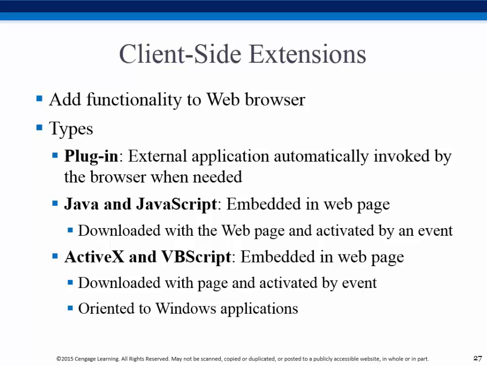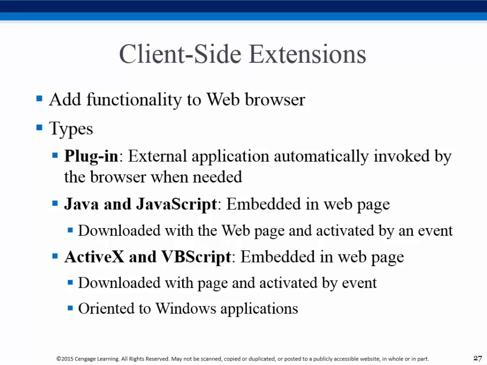Client-side extensions add functionality to the web browser. Although client-side extensions are available in various forms, the most common are plugins, Java and JavaScript, ActiveX, and VBScript. A plugin is an external application that is automatically invoked by the browser when needed. It is associated with a data object, generally using the file extension, to allow the web server to properly handle data that are not originally supported. JavaScript is a scripting language that allows web authors to design interactive sites. JavaScript code is embedded in the web page and executed after a specific event, such as a mouse click on an object or a page being loaded from the server to memory.